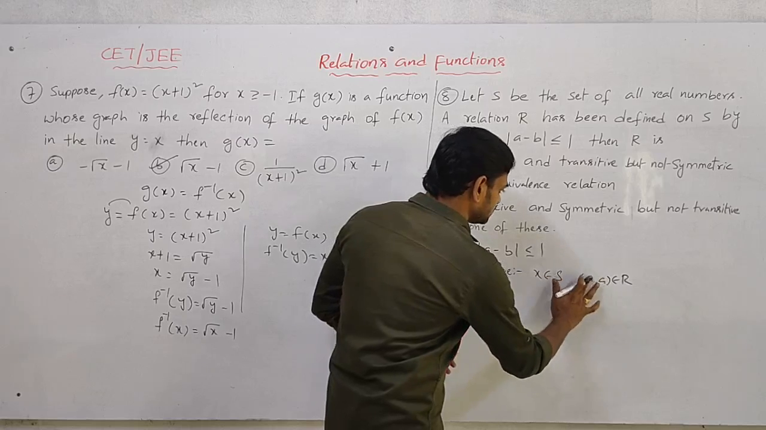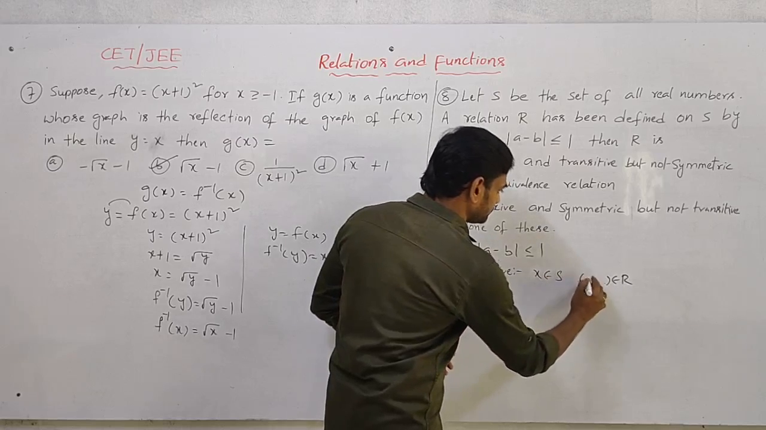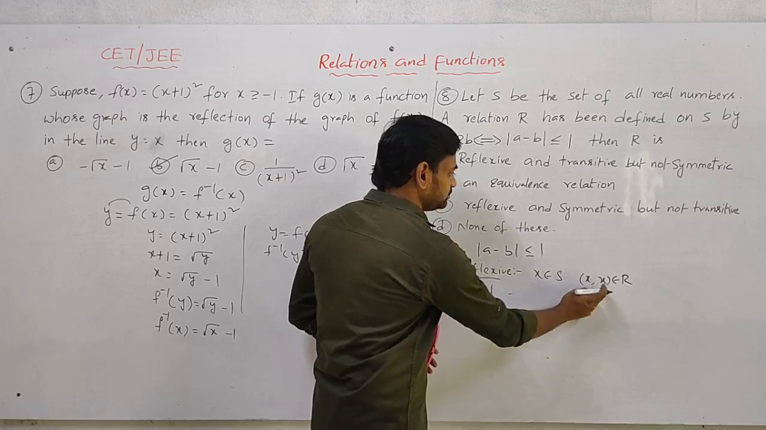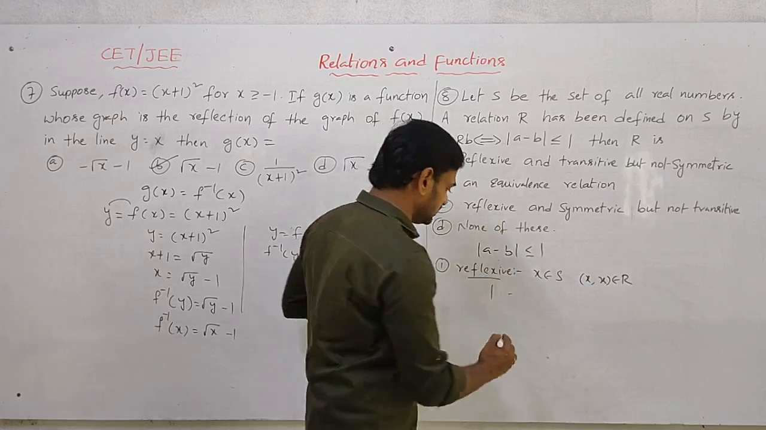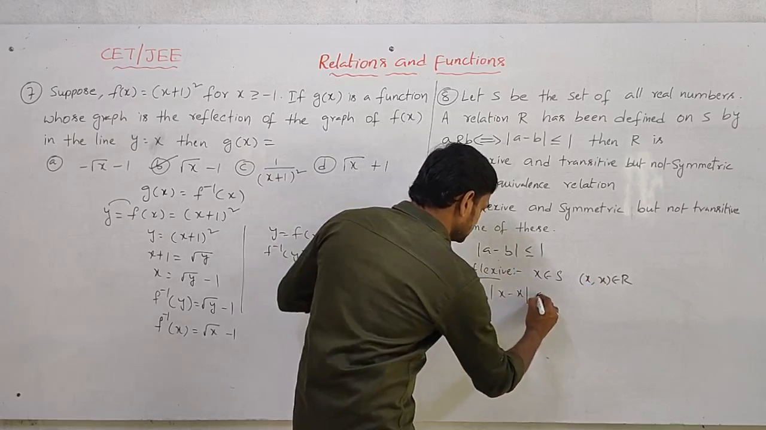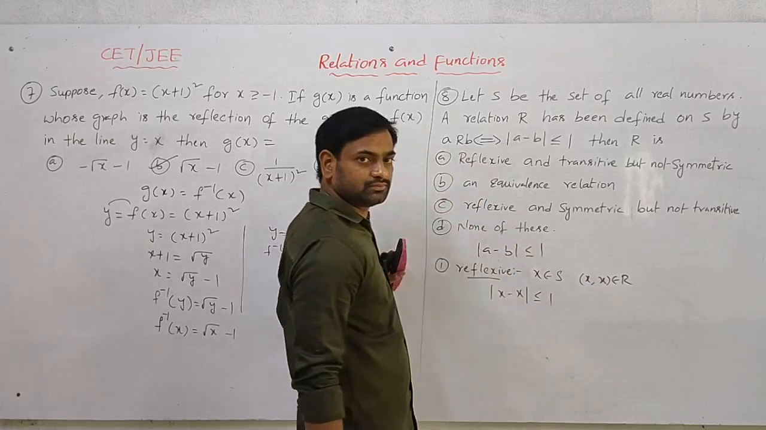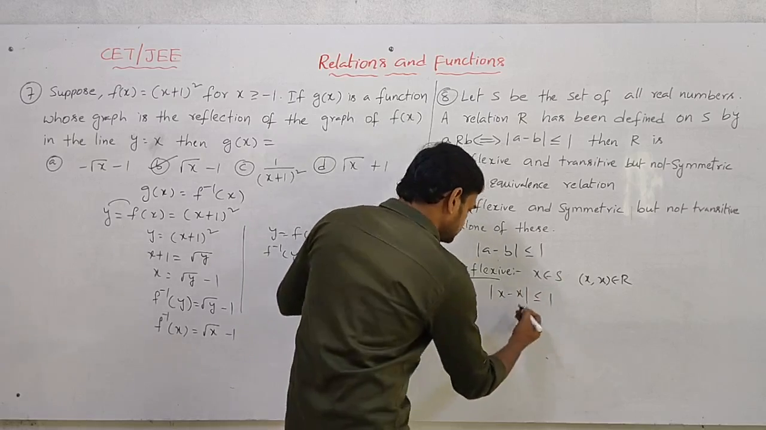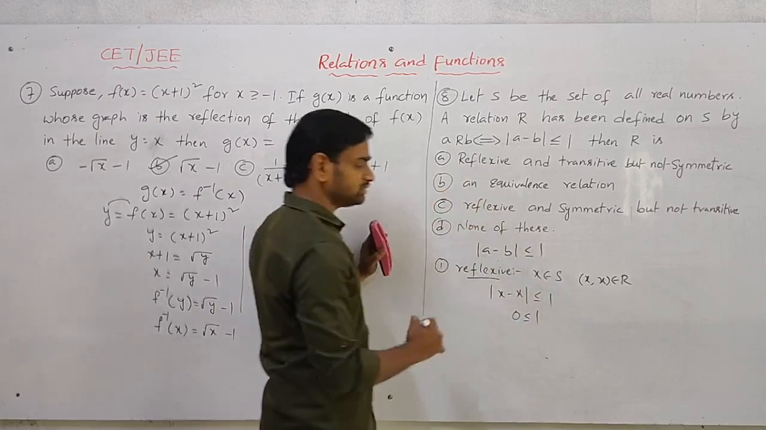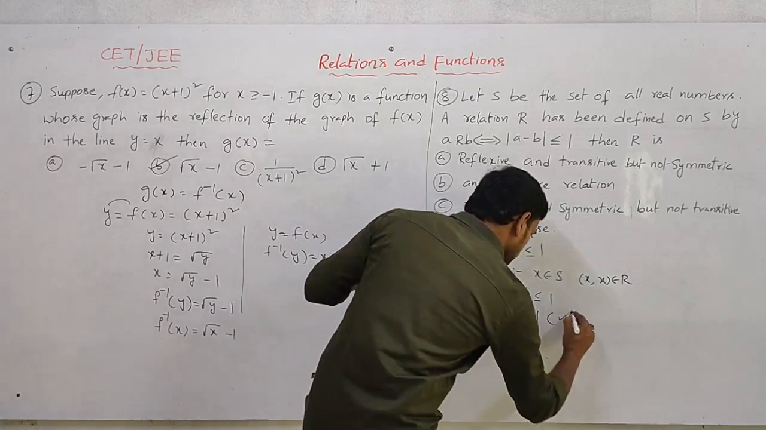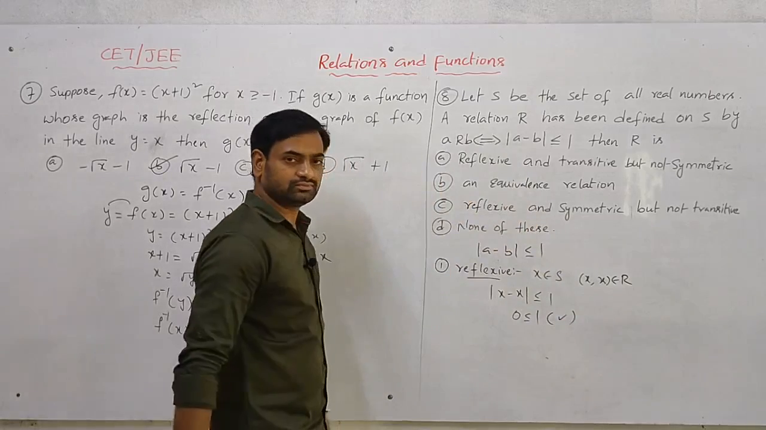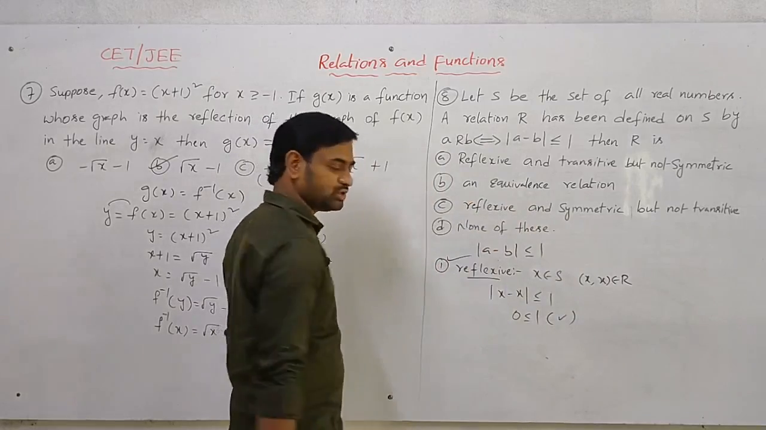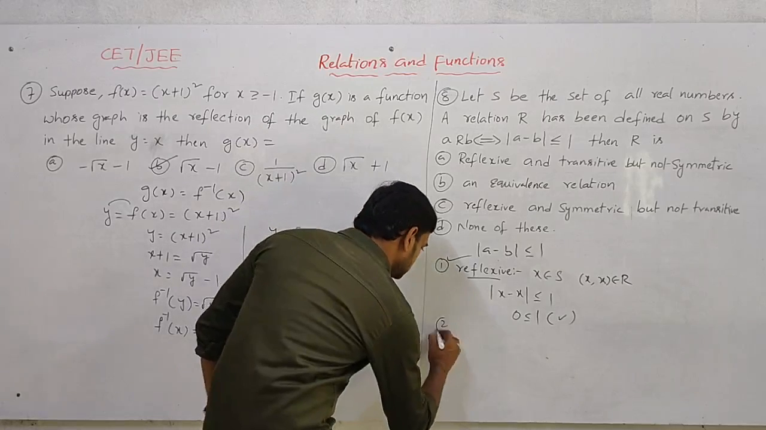You will be confused here. (X, X). I am taking this as the a value and this as the b value. A, b values are both the same. That is x minus x less than or equal to 1. Now, x minus x is 0. Mod of 0 is 0. 0 is less than or equal to 1. Yes, it is true. When it is true, it is reflexive. Therefore, R is reflexive. Reflexive is possible. Next, what about the symmetric?